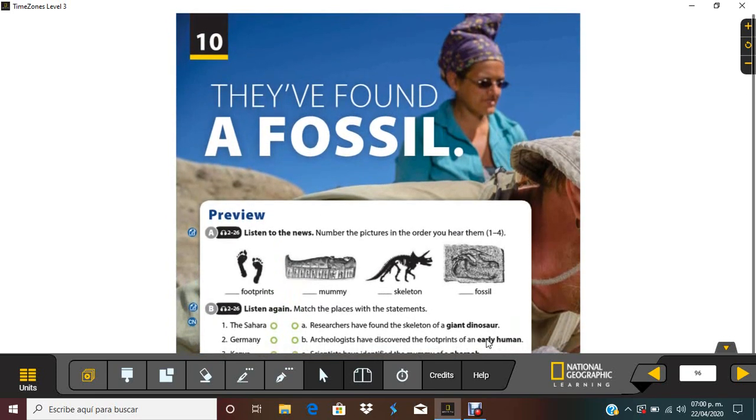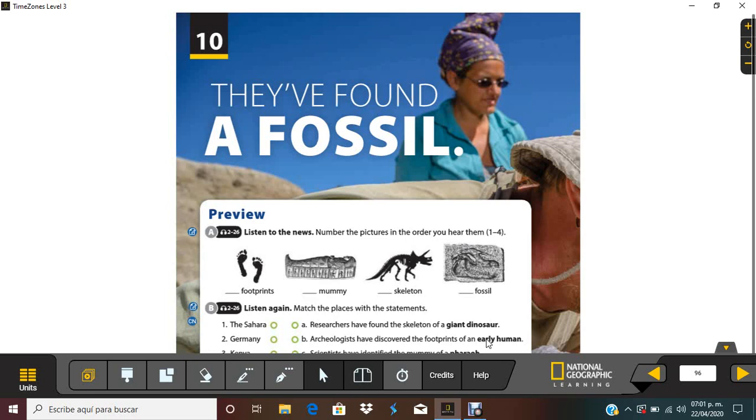Today we're going to start with Unit 10. As you can see by the title, we're going to talk about fossils. Now I want you to look at the picture. Yes, that is in both page 96 and 97. And I want you to describe what the man is wearing. I want you to describe what the man is doing. And also, you can describe the physical appearance. So basically, I want you to describe what the people are doing, how they look, etcetera.